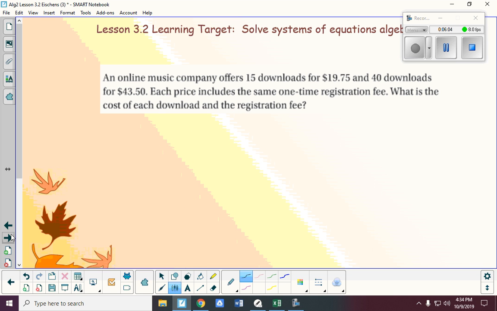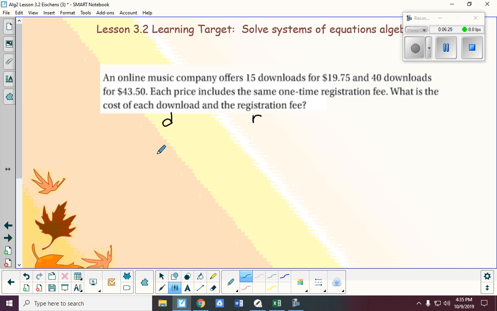Here we have a word problem. It says an online music company offers 15 downloads for $19.75 and 40 downloads for $43.50. Each price includes the same one-time registration fee. What is the cost of each download and the registration fee? So we're looking for the cost of the download and of the registration fee.